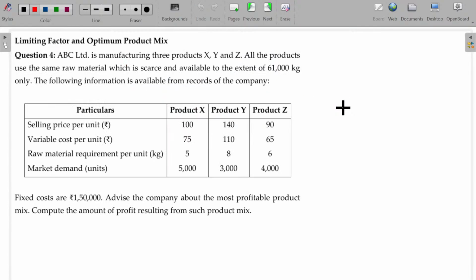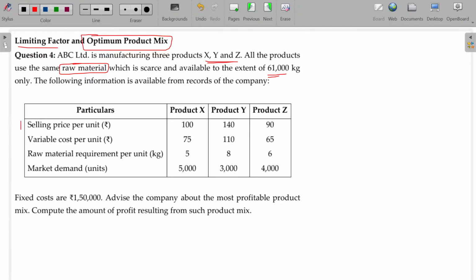We'll start with this one. Limiting factor, and then you have to recommend the optimum product mix. ABC Limited is manufacturing 3 products X, Y, Z. All the products use the same raw material, which is scarce and available to the extent of 61,000 kgs only. So what is the limiting factor? Raw material is the limiting factor.